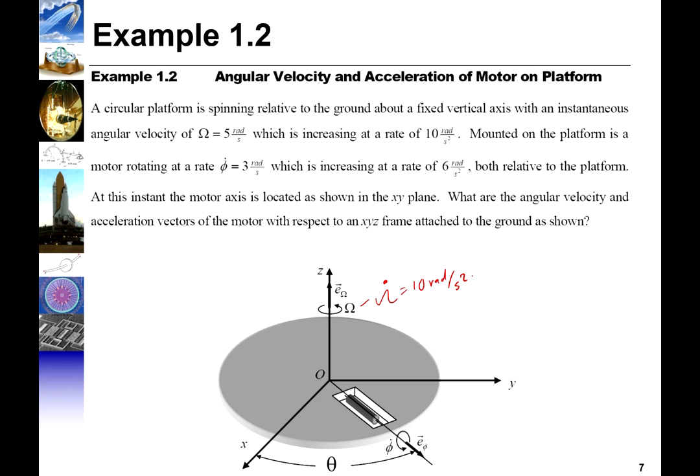And then on this platform we have a motor spinning at a rate phi dot, and this one is increasing at a rate phi double dot. So we're asked what are the angular velocity and angular acceleration vectors of the motor with respect to an XYZ frame that we have right there. So let's go ahead and work this out.